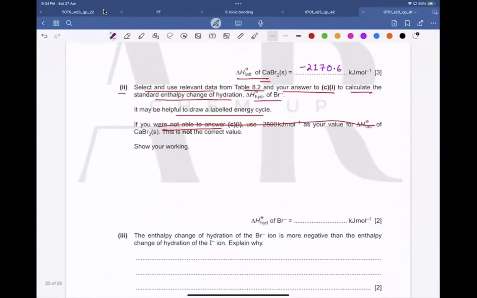So if I make the equation, there is a gaseous sign and there are two gaseous ions over here, and they form solid calcium bromide. So it is going to be lattice energy, right? When the gaseous ions form an ionic solid, it's the lattice energy, and its value we know, minus 2170.6. That's what we have calculated. Is this clear?